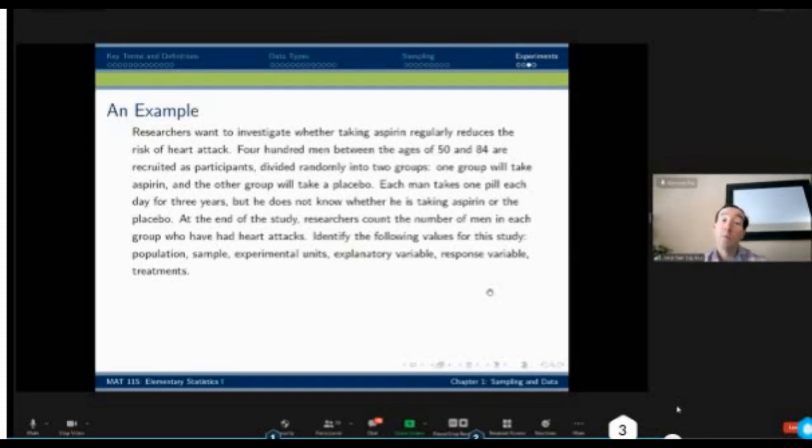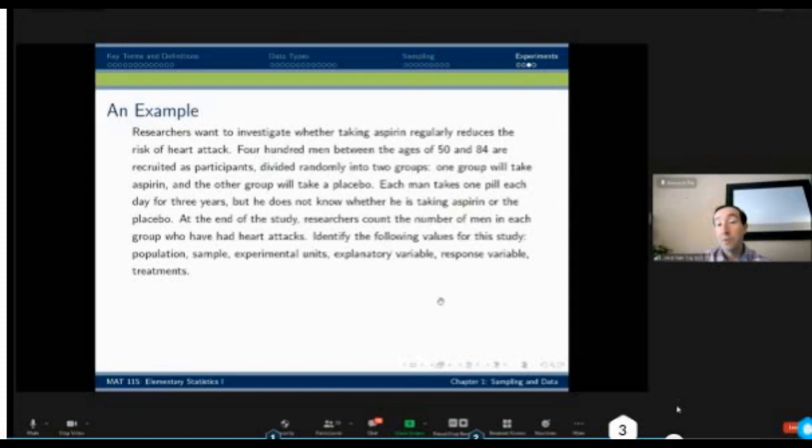If each person takes one pill a day for 3 years and doesn't know whether it's aspirin or a placebo, by the way, that's so the two treatments, we'll talk about that in a moment. That's called a blind experiment. The individuals in the experiment don't know which treatment group they're in.